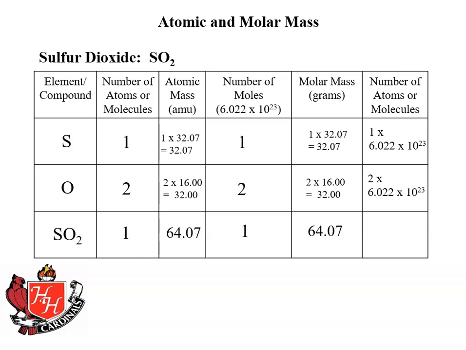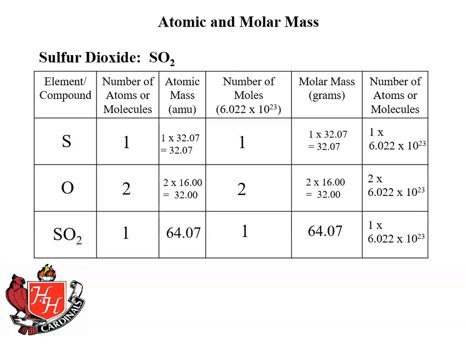Now, one last thing we might want to add on is how many atoms or molecules we have. For sulfur, it says we have 1 mole of sulfur, so that's 1 times 6.022 times 10 to the 23rd. For oxygen, it says we have 2 moles, so you multiply 6.022 times 10 to the 23rd times 2, and that'll tell you how many oxygen atoms you have. And finally, for SO2, you have 1 mole of SO2. You multiply that by 6.022 times 10 to the 23rd, and that tells you how many sulfur dioxide molecules you have.